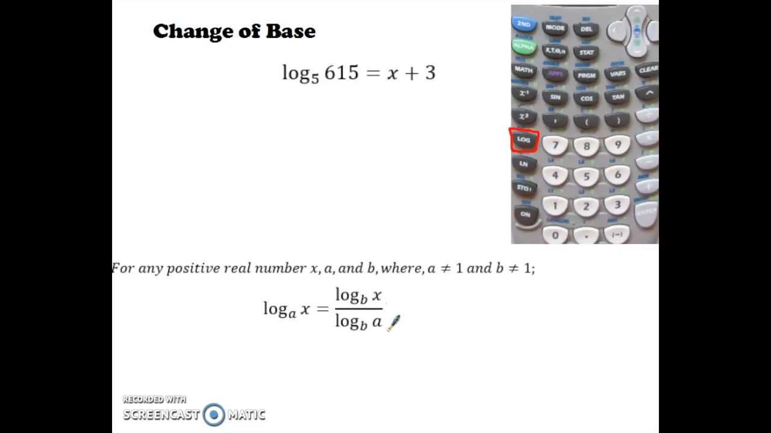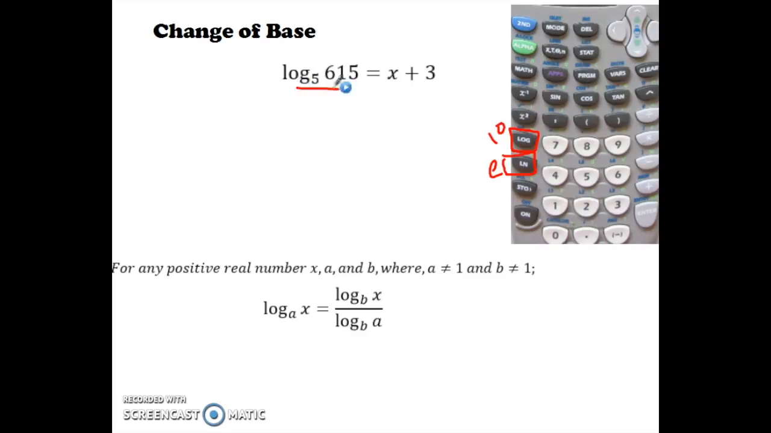So the good thing is we have two default logs in our calculator. We have log, which is log base 10, and ln, which is log base e, which we'll learn about in maybe our next slide if we have time. If we're following this formula, the common base would be base 10 if we're using this log key, or if we're using this ln key, the natural log would be base e. Either one will work.